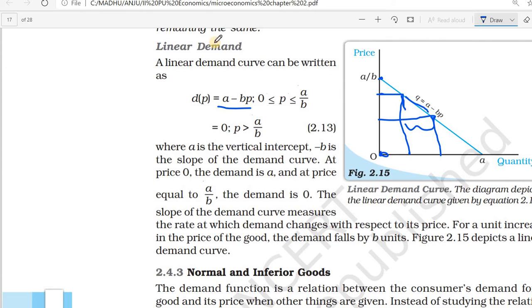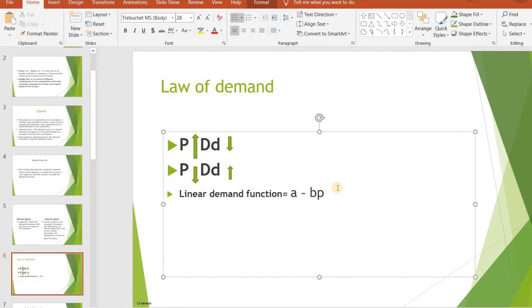Okay, then what is the demand function of the linear demand curve? The demand function of the linear demand curve is A minus BP. What is the linear demand function? A minus BP. The equation for the linear demand function is A minus BP.